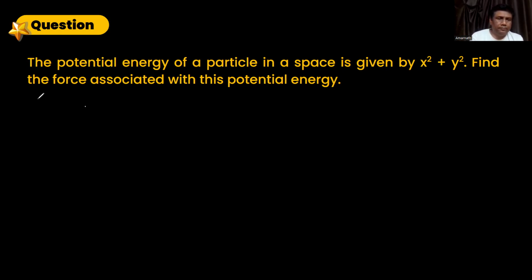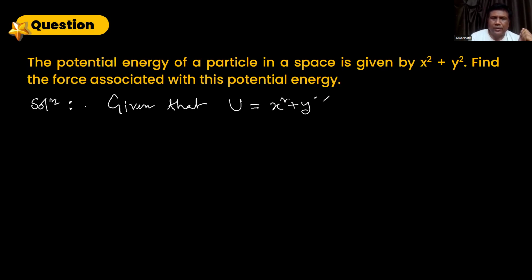From that, I can calculate the force also. If it is a gravitational potential energy, I can calculate the gravitational force. If it is an electrostatic potential energy, whatever it is, I can calculate the electrostatic force. So what is given here? The potential energy, symbol normally we take U, is given as x square plus y square. But I need the force.